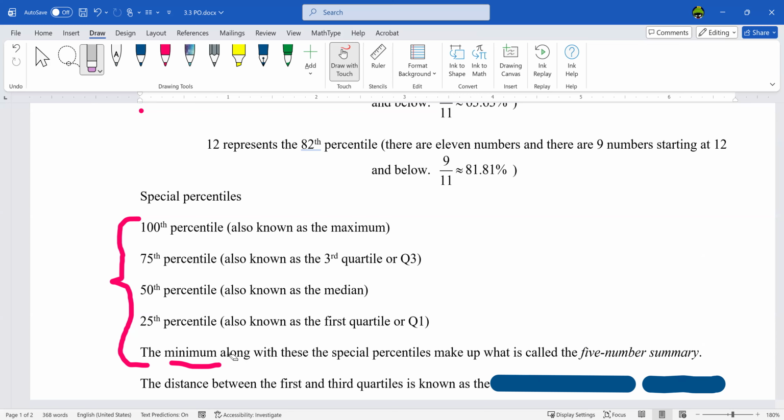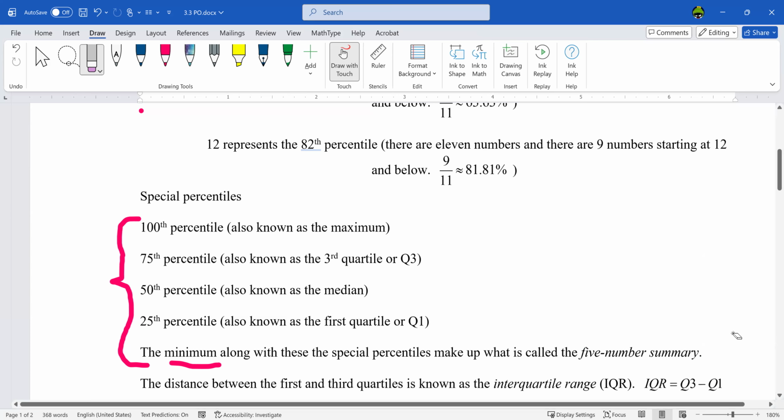There are some other special values. The distance between the first and the third quartile is known as the interquartile range. And once again, just as we discussed with a regular range, the interquartile range also has to always be positive. The way that you find the interquartile range is by taking Q3 minus Q1. By putting Q3 first and subtracting Q1, that guarantees you that the distance will always be positive.